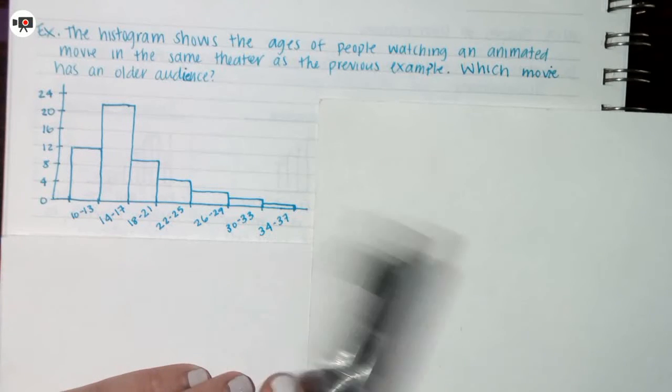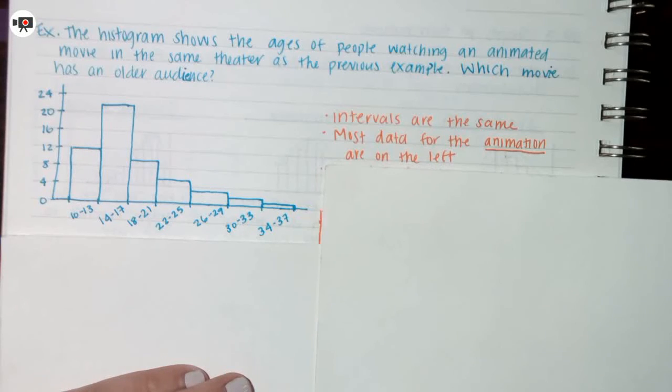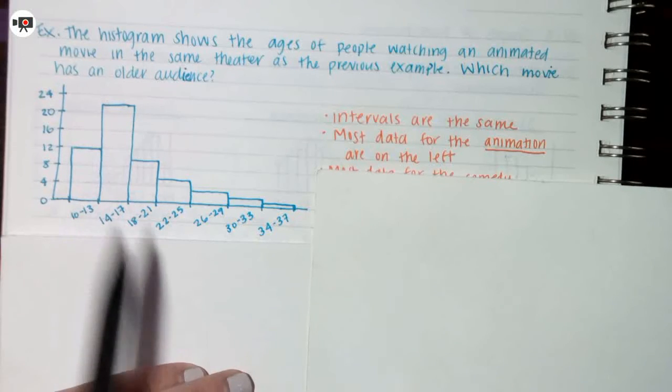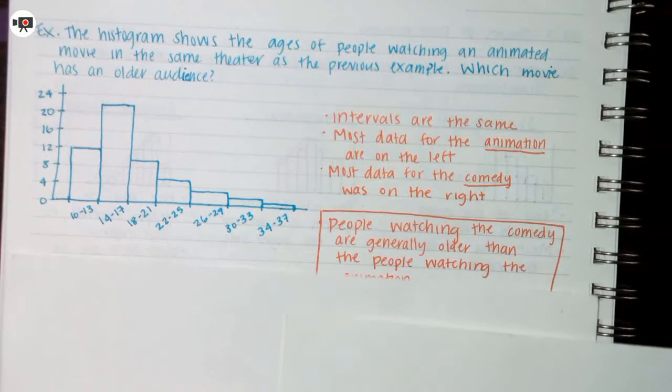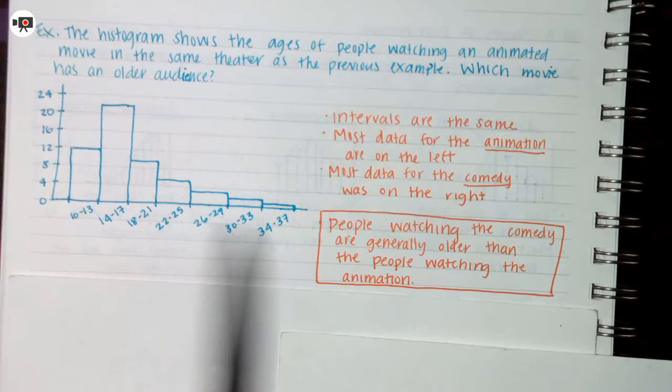First, let's look at the intervals, and we see that the intervals are the same, so that helps us know that we're comparing accurately. Most of the data for the animation was on the left. This is the animated one. Most of the data for the comedy, the other one, was on the right. And so, because the comedy had more in this higher age range, we will say that the people watching the comedy are generally older than the people watching the animation.